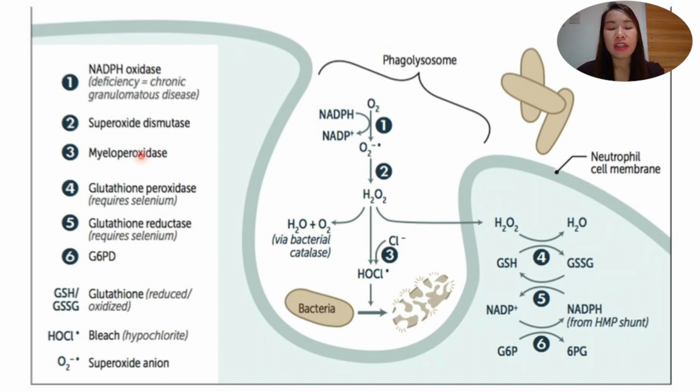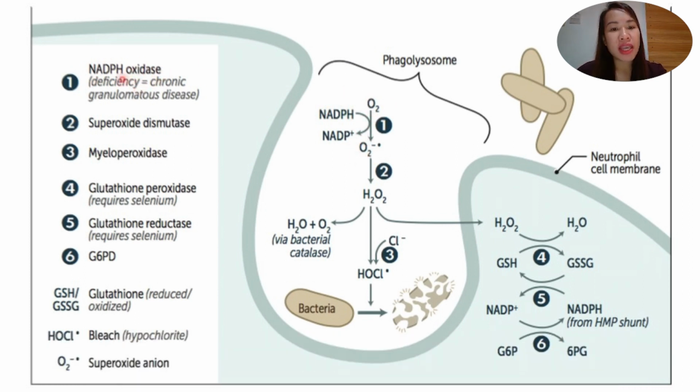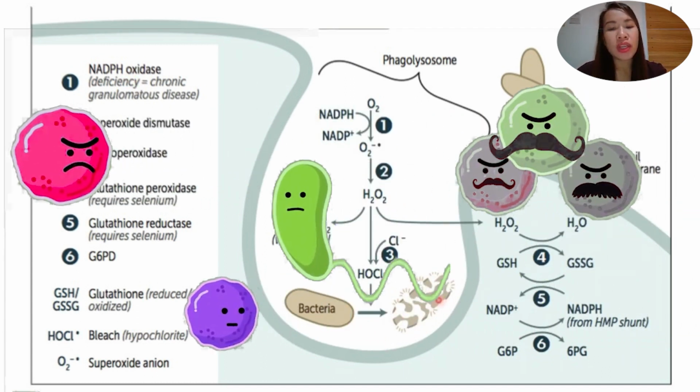So what happens after phagocytosis? Our bacteria has been engulfed. So what happens after that? We see there is oxygen, since we said this is an oxygen-dependent mechanism. What's the first needed factor here? We have NADPH. NADPH oxidase in leukocyte cells converts molecular oxygen from surrounding tissue to peroxide. We need NADPH. It is important in order for us to kill the bacteria. Our end goal here is to kill the bacteria.